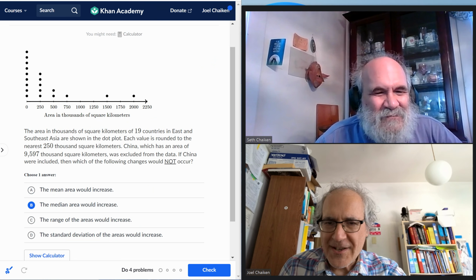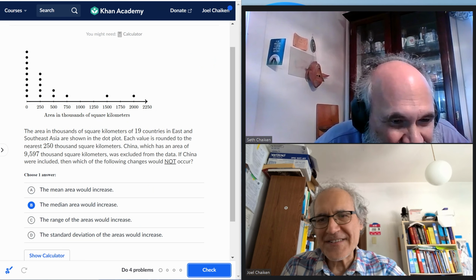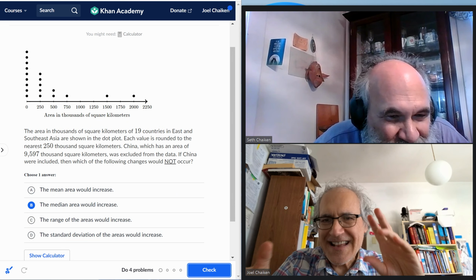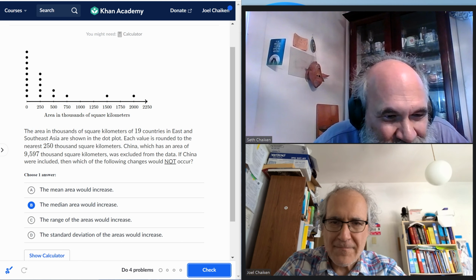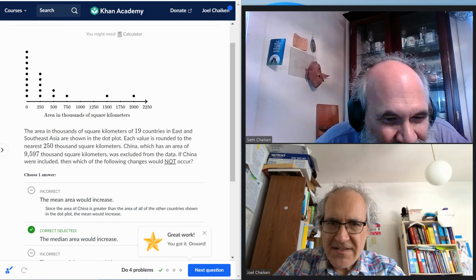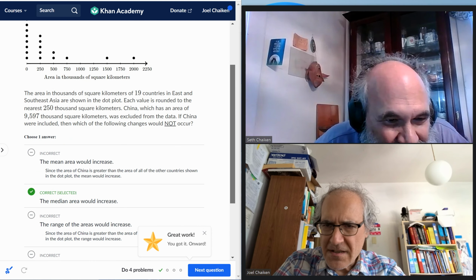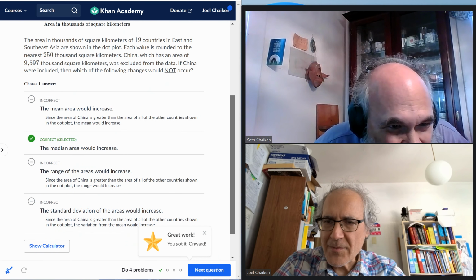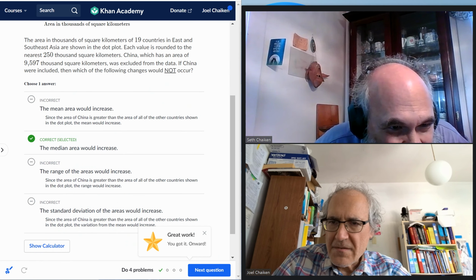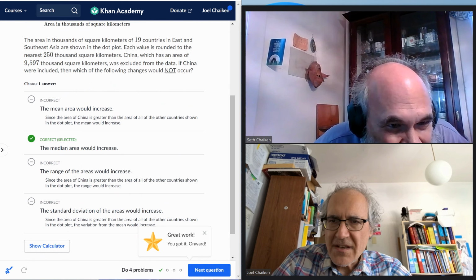The median area would increase. That is not true. Oh wow, they get into the double negatives here. That is not true. The median area stays the same. Okay, let's see how they did it. Oh, I see. They say what would increase. The median area would increase. The range of the areas increases. The mean area increases. Standard deviation increases.